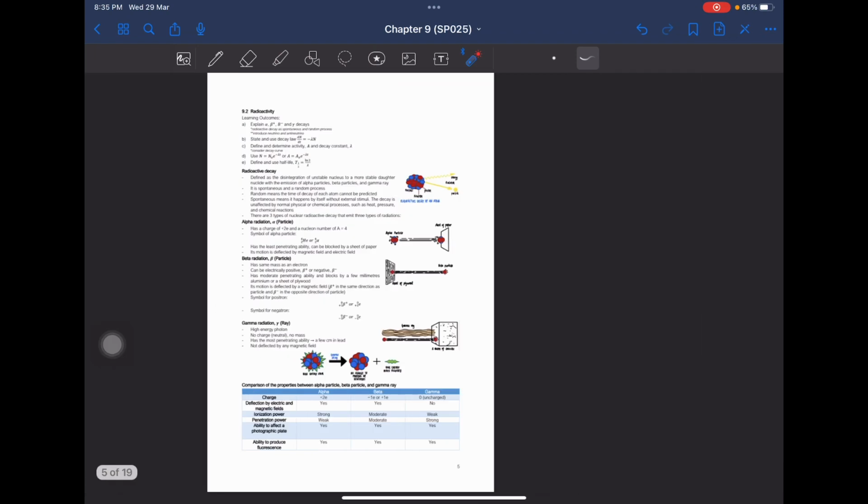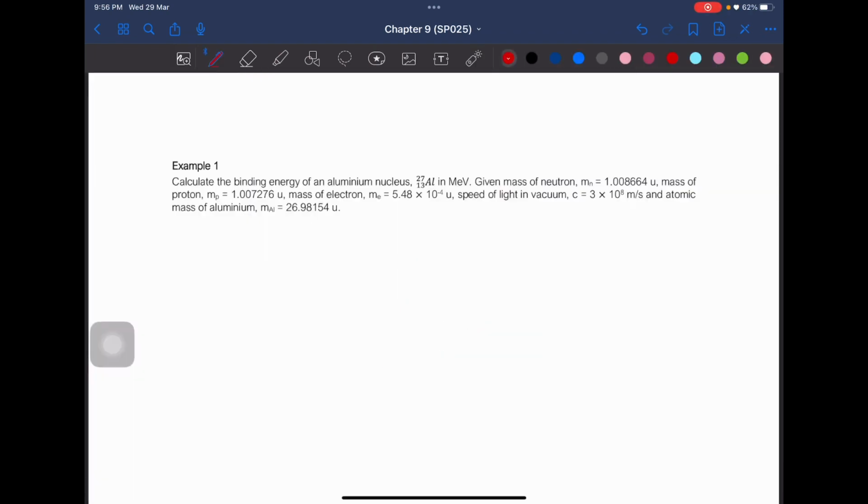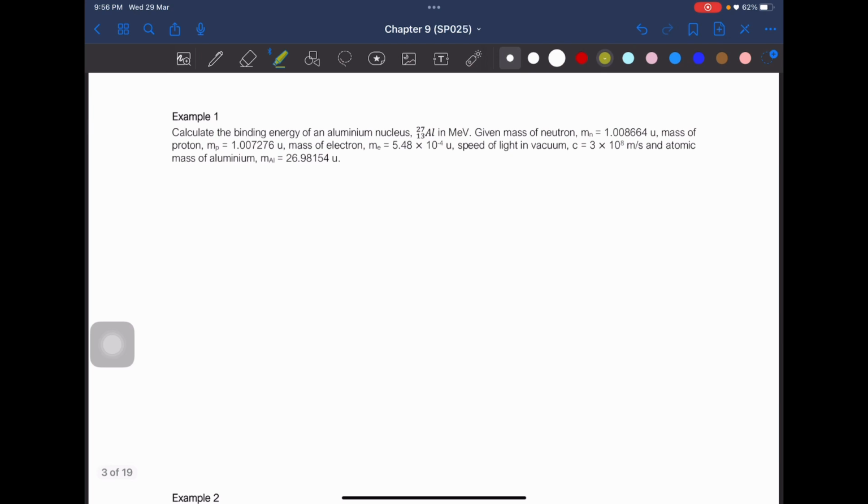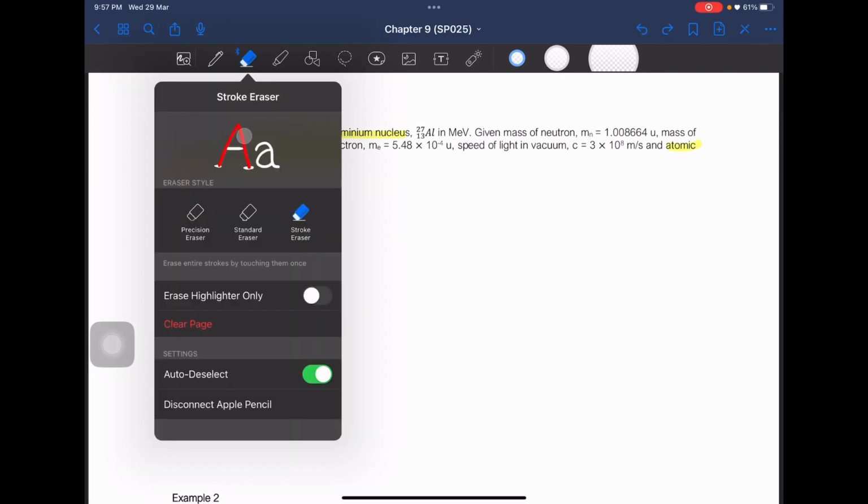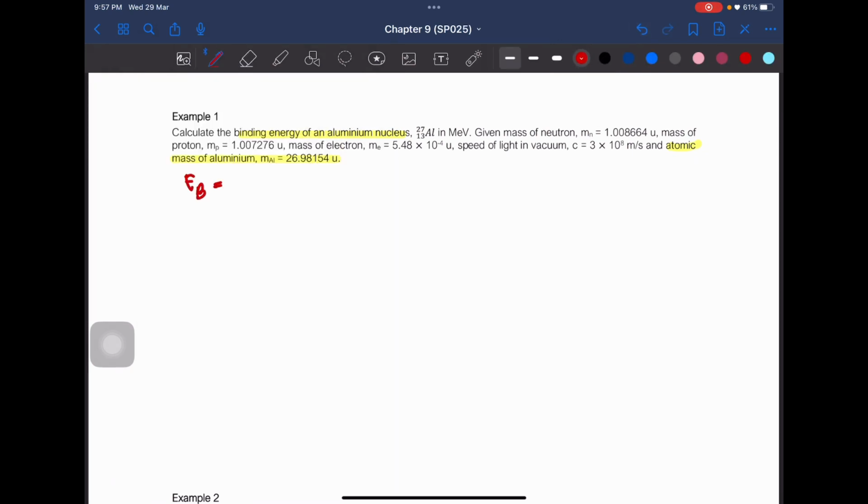Okay, let's look at an example. Example 1: we have to calculate the binding energy of an aluminium nucleus. Given the mass of neutron, so that's just the usual, but they gave us the atomic mass of aluminium. The binding energy is equal to delta M. They want it in mega electron volts, so we have to multiply it by 931.5 mega electron volts.